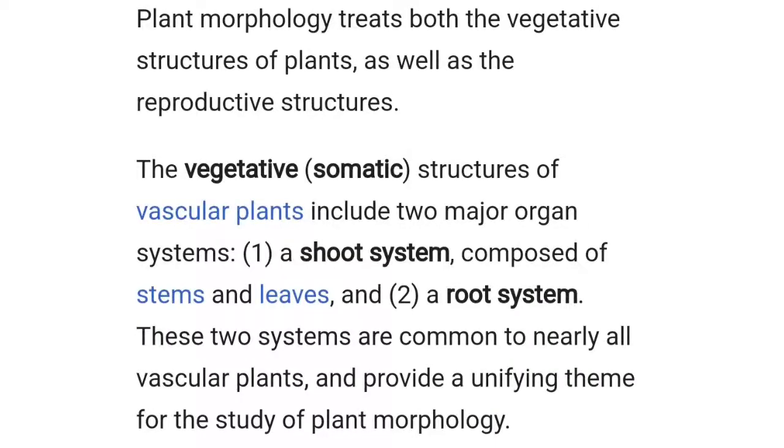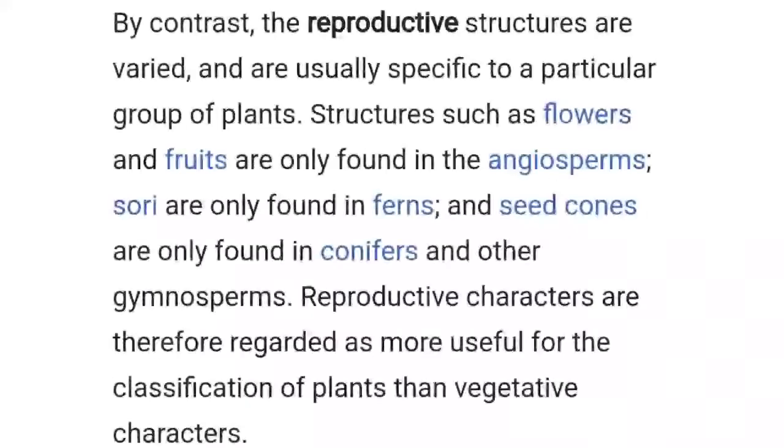Plant morphology treats both the vegetative structures of plants, as well as the reproductive structures. The vegetative somatic structures of vascular plants include two major organ systems: 1. A shoot system, composed of stems and leaves, and 2. A root system. These two systems are common to nearly all vascular plants and provide a unifying theme for the study of plant morphology. By contrast, the reproductive structures are varied and are usually specific to a particular group of plants.